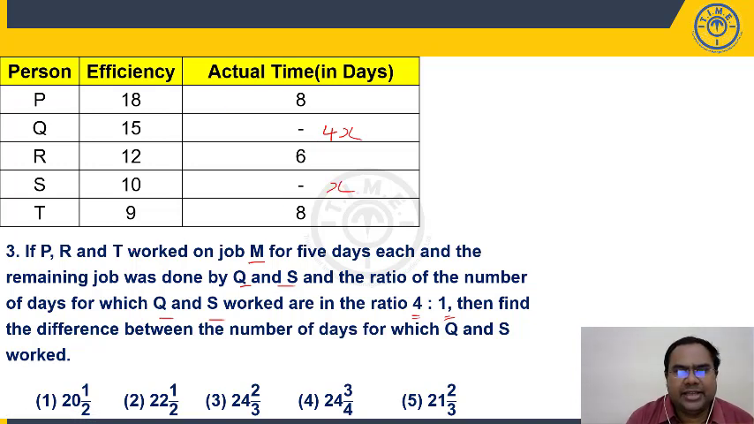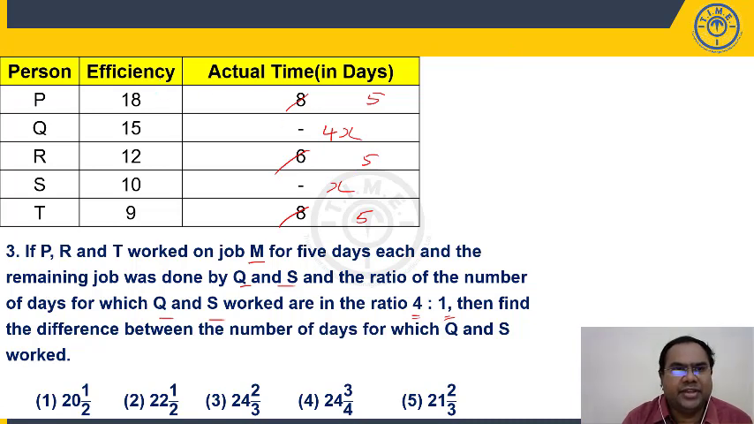Now, what is given? P, R, T worked on job M for 5 days each. Each one of them has worked for 5 days, 5 days, 5 days. Then find the difference between number of days for which Q and S worked. So the difference is 4x minus x, 3x, and we have to find out the x value.